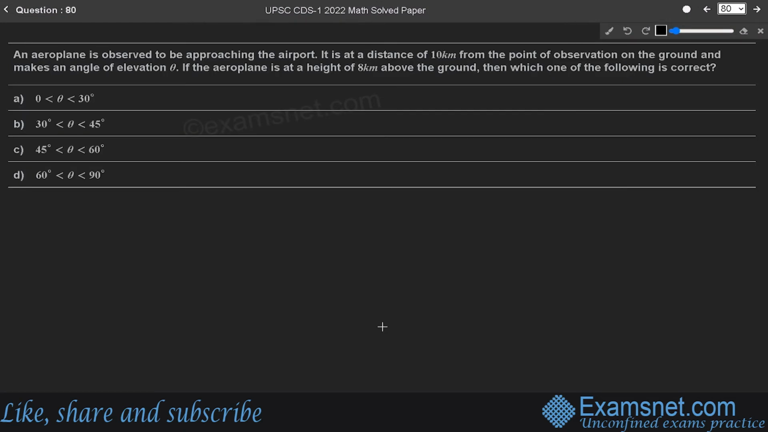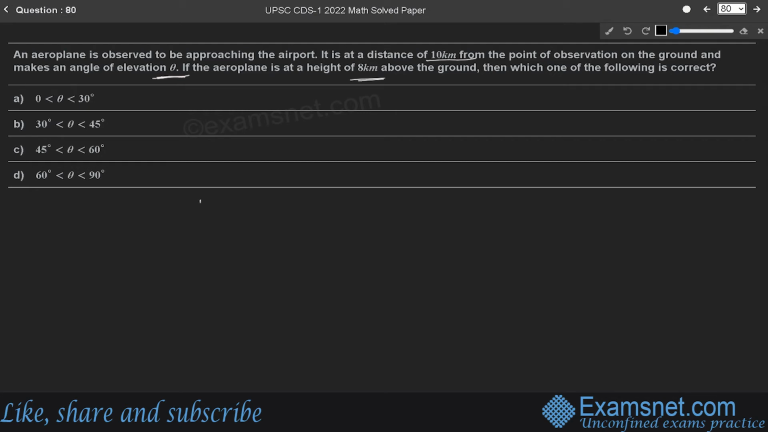Next question is, an aeroplane is observed to be approaching the airport. It is at a distance of 10 km from the point of observation on the ground and makes an angle of elevation theta. If the aeroplane is at a height of 8 km above the ground, then which one of the following is correct? Given quantities in the question are the distance from the point of observation, which is 10 km, the angle of elevation, which is theta, and the aeroplane is at a height of 8 km above the ground.